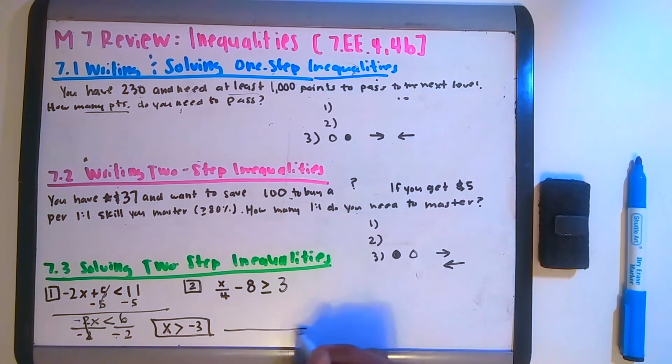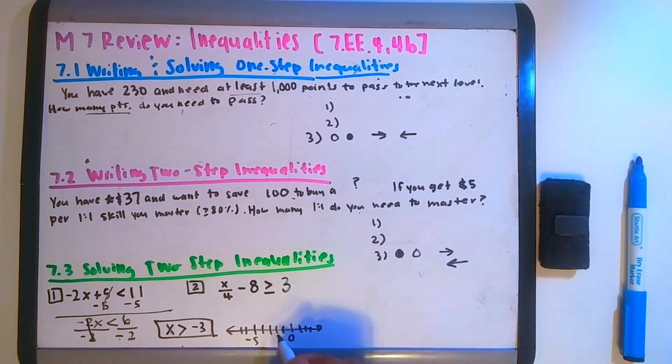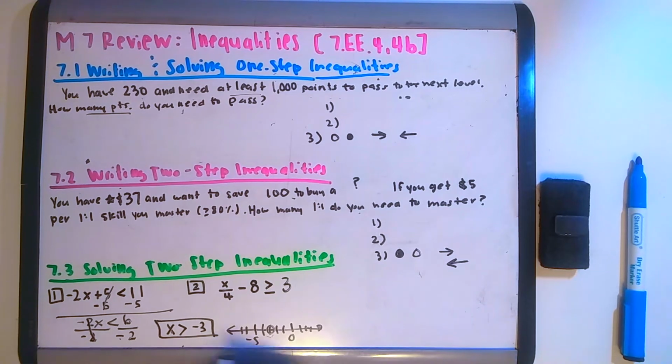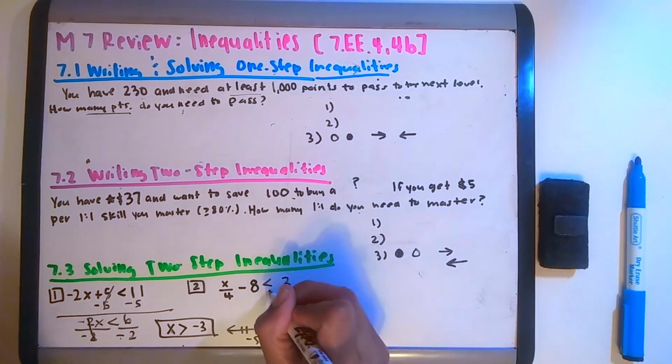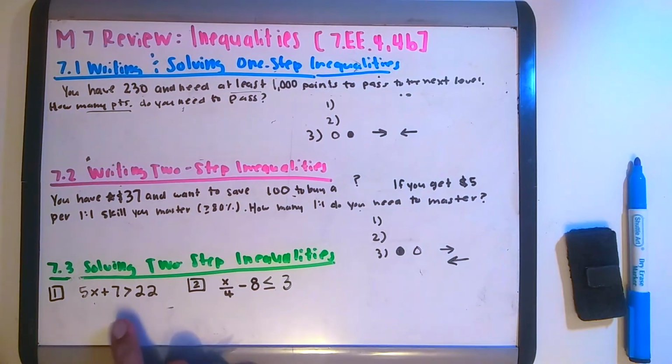And to graph it, it's my negative 3. It has to be open circle because the negative 3 is not included. It says greater than, it cannot be negative 3. And it says greater than, so I'm going to move to the right. Okay. So here we go. Let me go ahead and change this. So go ahead and do this one for me.